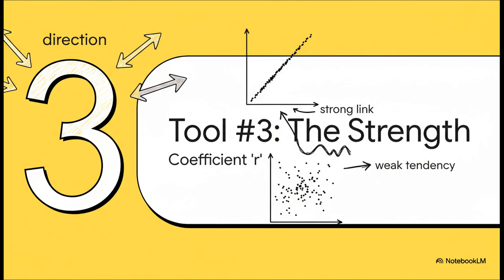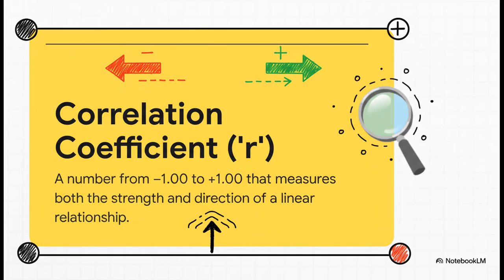Okay, so we can see the pattern and we know its direction. But how strong is that connection? Is it a rock-solid link, or is it just a faint little whisper in the data? To answer that, we need our final and most powerful tool, the correlation coefficient, which we just call R. The beauty of R is that it's just so simple. It's one single number that tells us everything we need to know about a straight-line relationship.